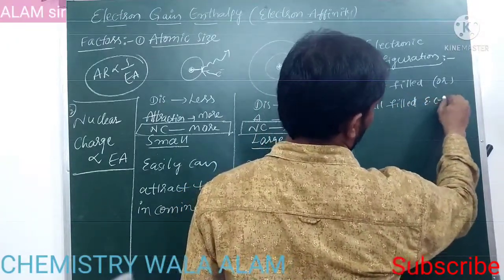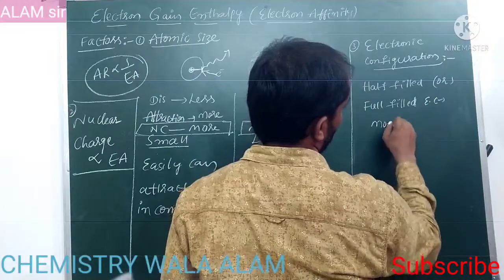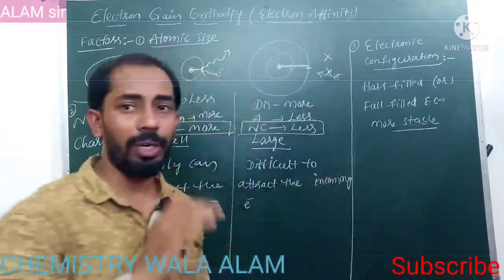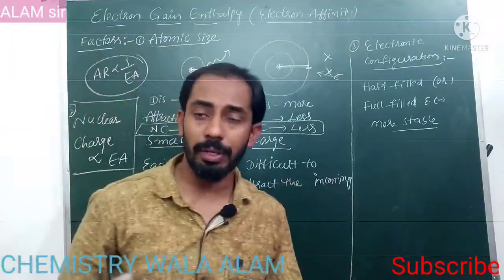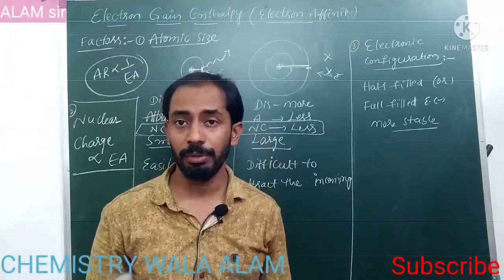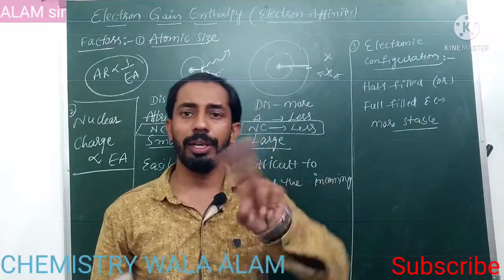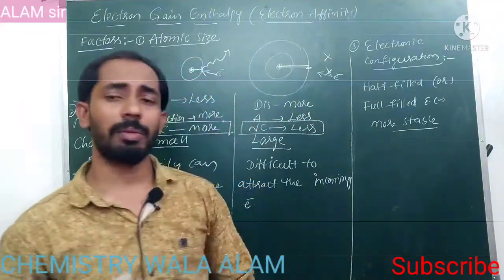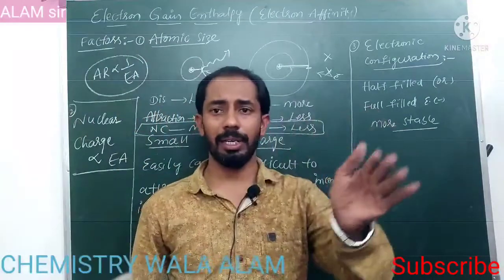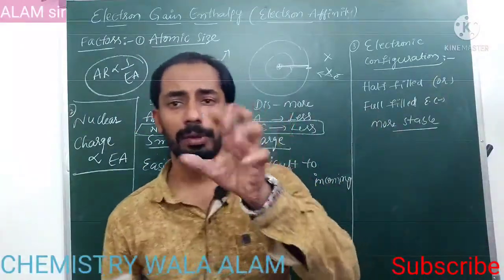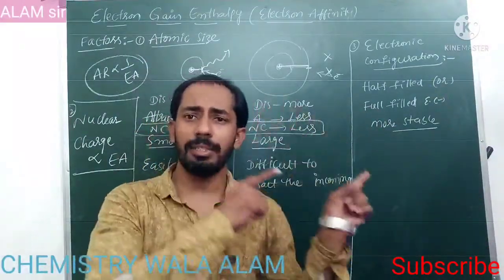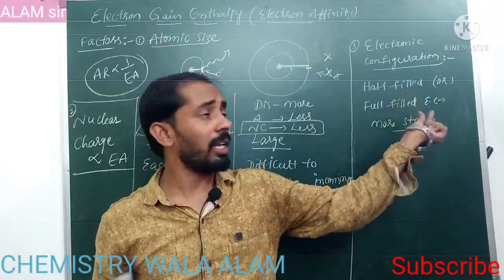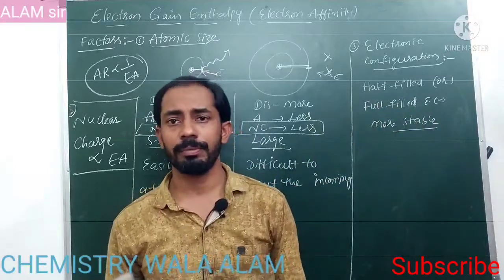Full-filled electronic configurations are the ones we know to be more stable. Half-filled and full-filled electronic configurations are more stable due to proper symmetry and exchange energies. When exchange energies are more, energy is released, so the atom becomes stable. So it is already stable, half-filled or full-filled, and then adding an electron is not necessary for them.